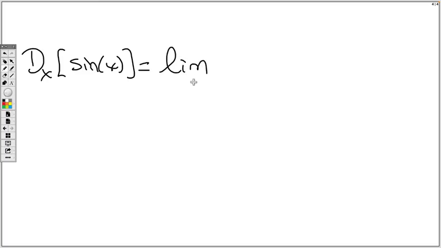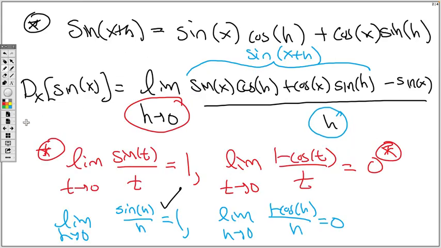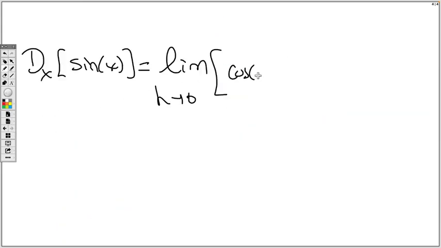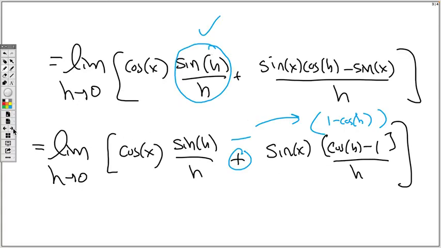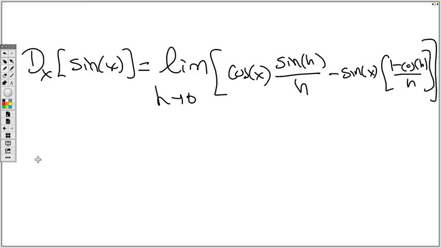So putting all this together, I've got the derivative of the sine of x equals the limit as h goes to 0 of cosine x times sine h over h minus sine x times 1 minus cosine h over h. And now I'm all set to use my limit properties. So now I could use the sum and difference rule to break this up.